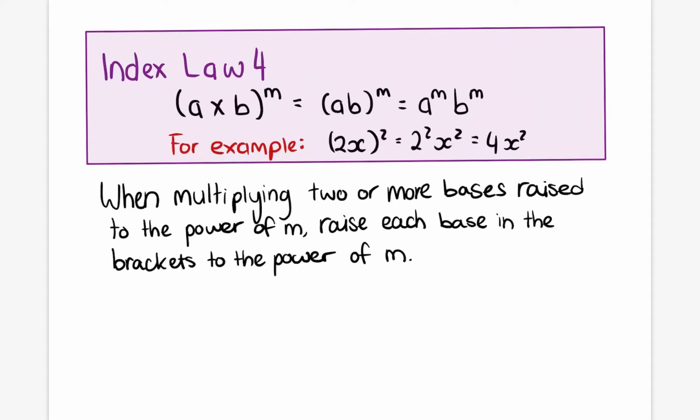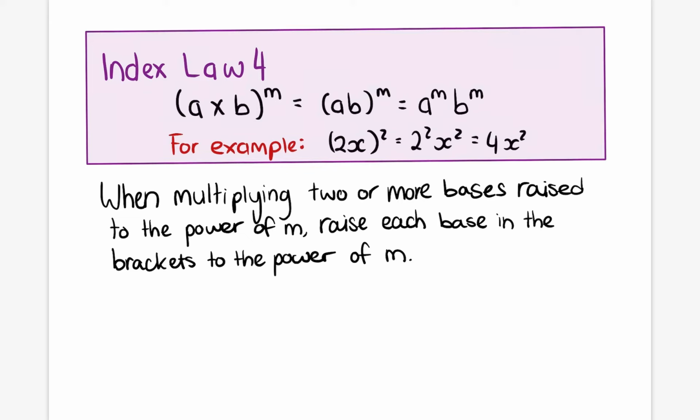So this video is for index law 4. This is when we've got multiple things inside brackets and a power outside it. What it tells us is that when we're multiplying two or more bases or numbers and they're raised to the power of m outside those brackets, so m can be any number, it can be 2, 3, 100, hopefully not 100, we've then got to apply that power to everything that's inside the brackets.